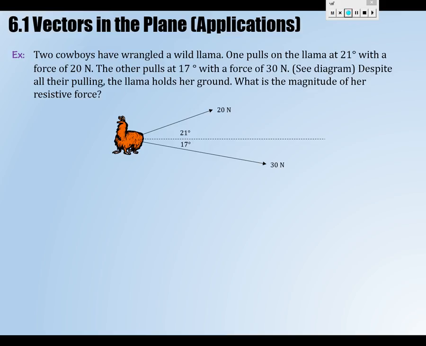All right, so two cowboys are wrangling this llama. I guess we'll assume a coordinate system, though it's somewhat arbitrary, of this being the x-axis that we drew here maybe. These are in standard position. The cowboys don't even know anything about bearing, so that's good. All right, so this is 21 degrees in standard position.